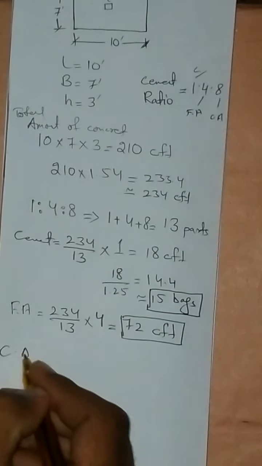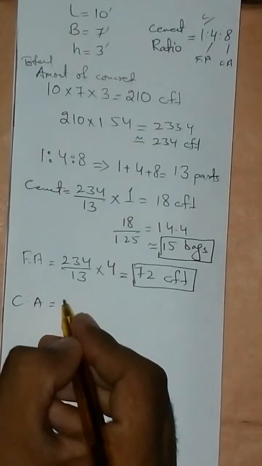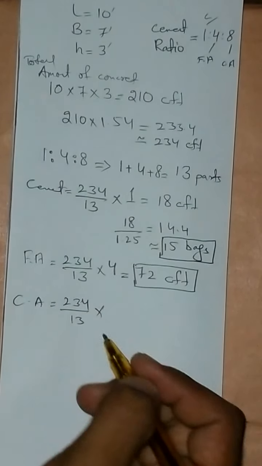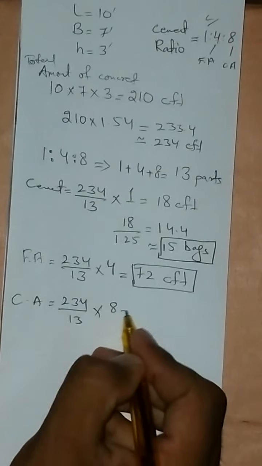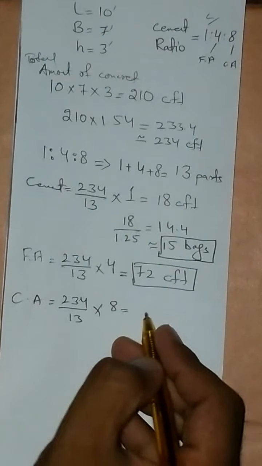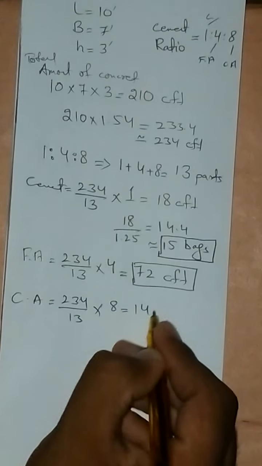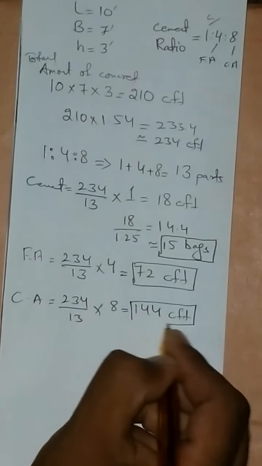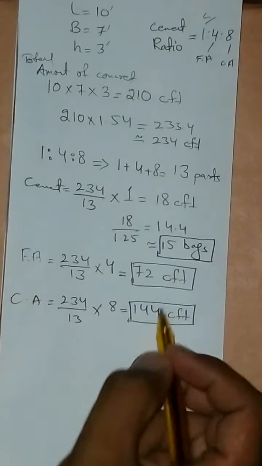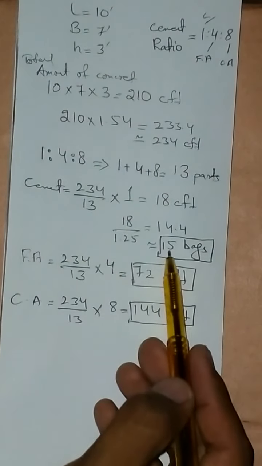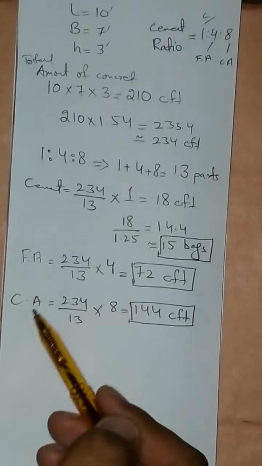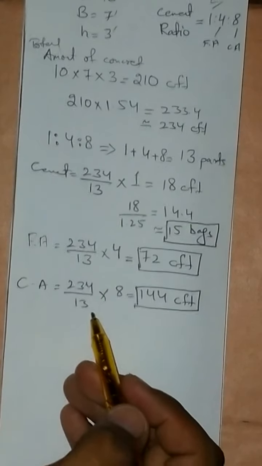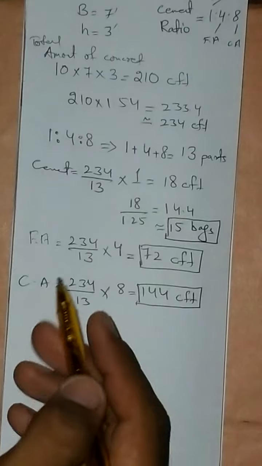Now for coarse aggregate, 234 divided by 13 multiplied by how many parts? 8 parts of coarse aggregate. The answer will be 144 CFT. Okay, now we have all things: the cement in dry form, the fine aggregate in dry form and the coarse aggregate in dry form.